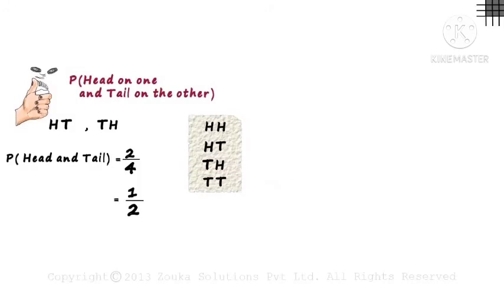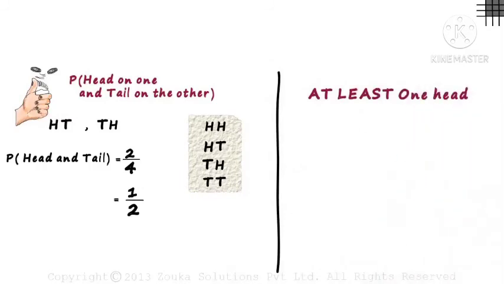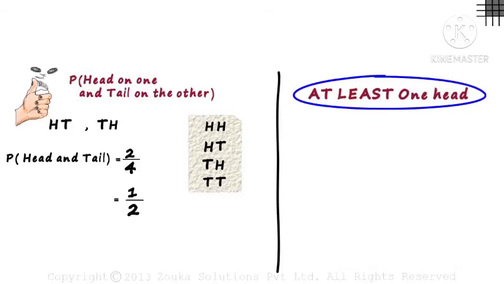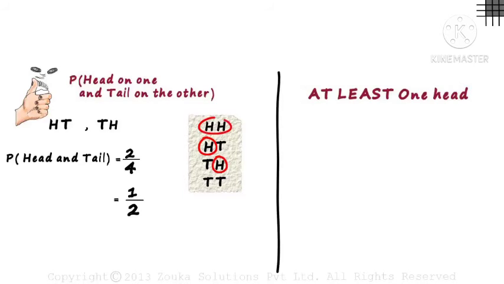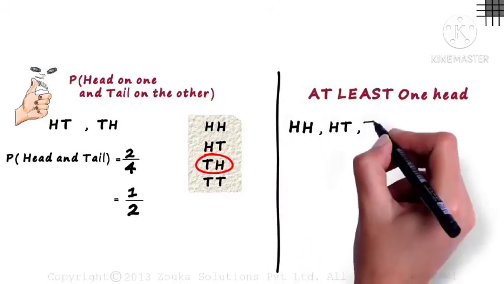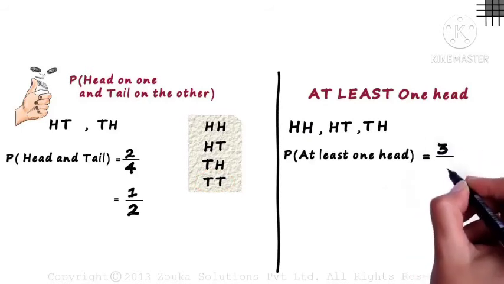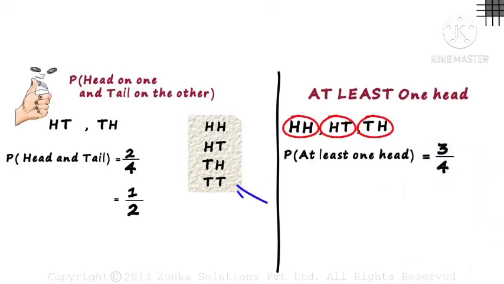Let me modify the question a bit. What is the probability of getting at least one head when 2 coins are tossed simultaneously? We have to look at outcomes where we get at least one head. It means either one head or 2 heads. So the possibilities are head and head, head and tail, and tail and head. These are the 3 ways in which we can get at least one head. In the 4th possibility, there is no head. So we can write the probability of getting at least one head as 3/4. 3 ways out of a possible 4.